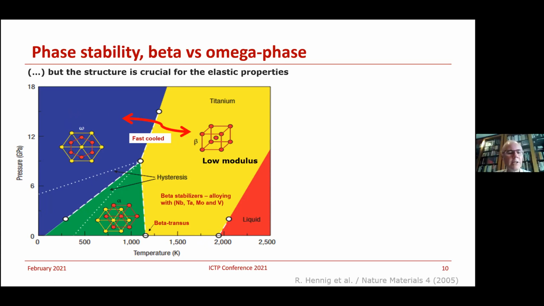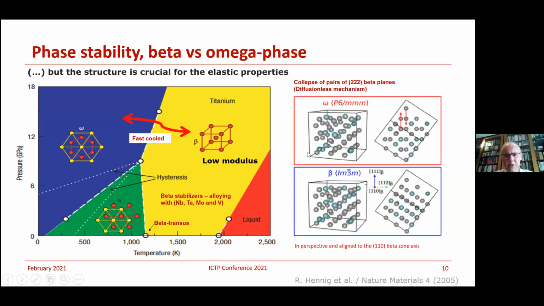Great. Yeah. So then you figure out here you get a phase that has a higher moduli. So you have to understand from the thermodynamic point of view, from the elastic point of view, what is going on. So then you have done a series of calculations based on density functional theory to see how is the stability of both phases, the omega and the beta, and also the beta with respect to the alpha one.